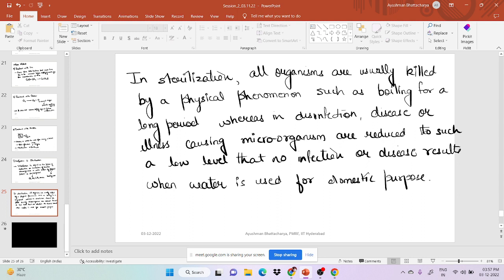So the major difference is that in sterilization, all organisms are usually killed by a physical process such as boiling for a long period, whereas in disinfection, only disease or illness causing microorganisms are reduced to such a low level that no infection or disease results when water is used for domestic purpose. Disinfection is an essential minimum treatment requirement for any drinking water, and it is the final chain in the treatment process.